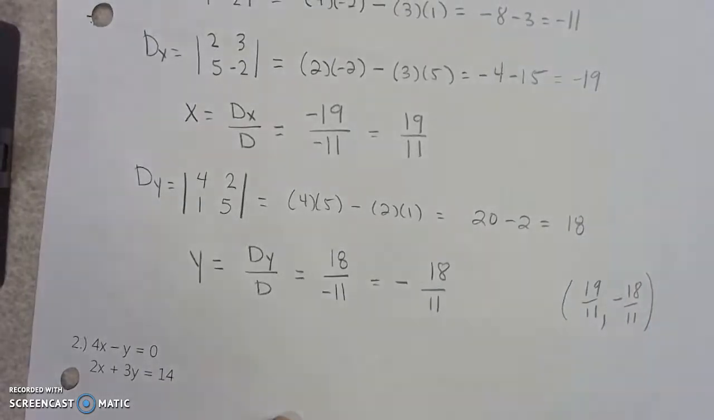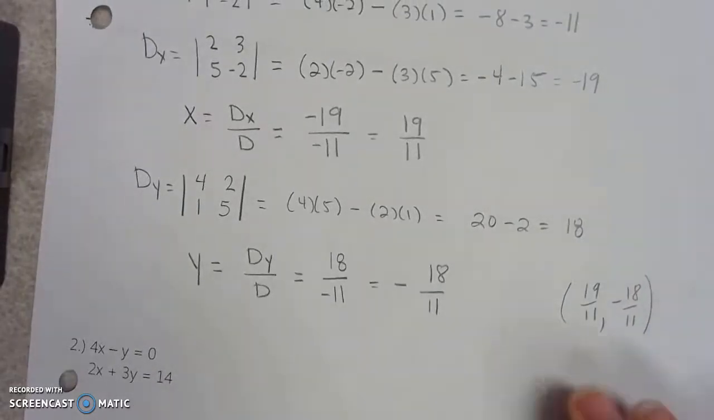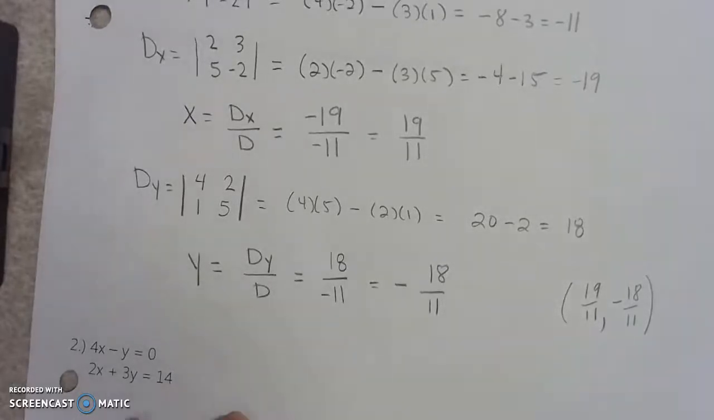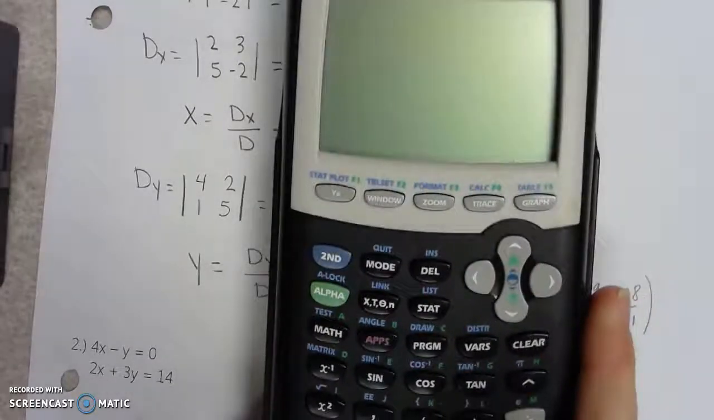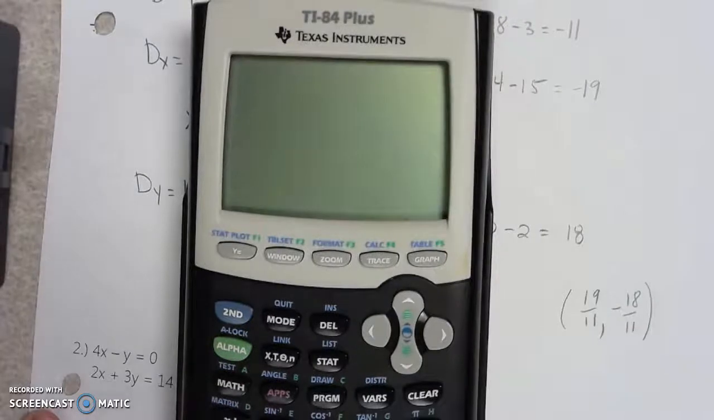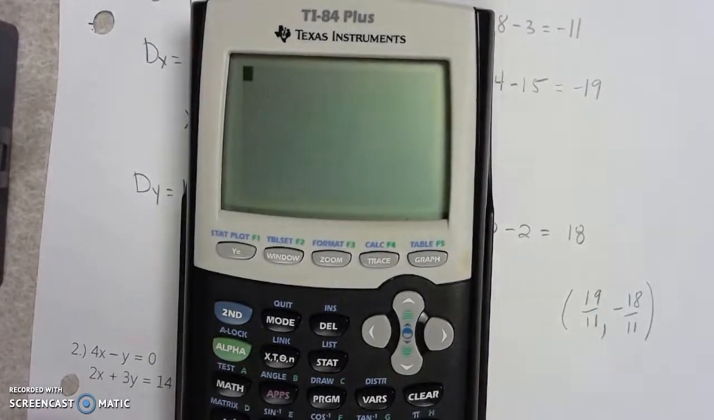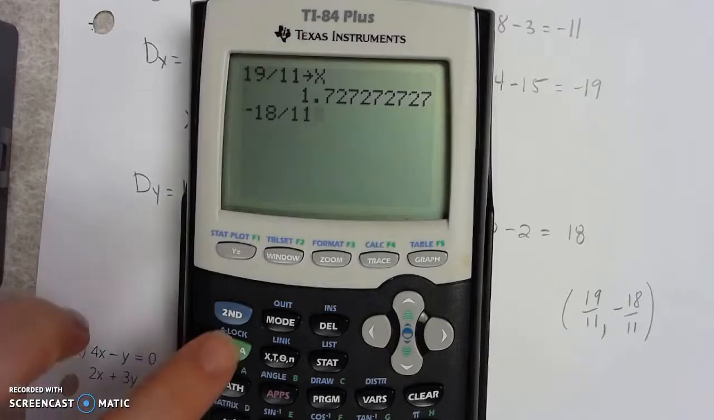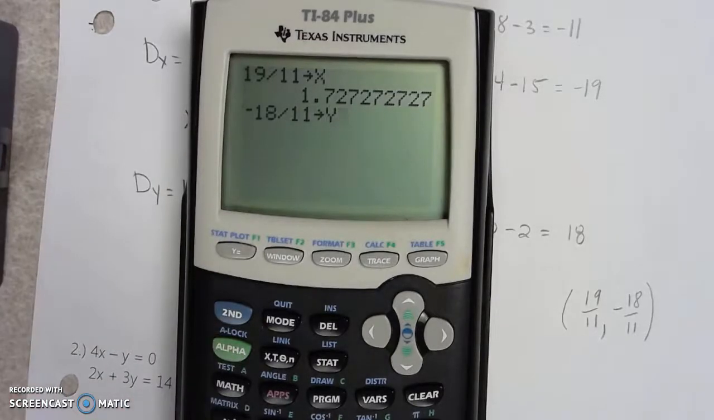Now I can use my calculator and verify that my answer is correct, which I highly recommend that you do. So using my calculator, I'm going to store the values 19/11 in x and the value negative 18/11 in y.